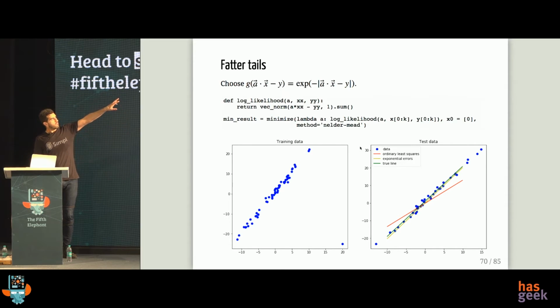So essentially, by tweaking this error distribution, you don't have to do anything special for outliers. Outliers are a real part of your data. And if you understand where they come from and what they look like, you can just build a model that fits them.